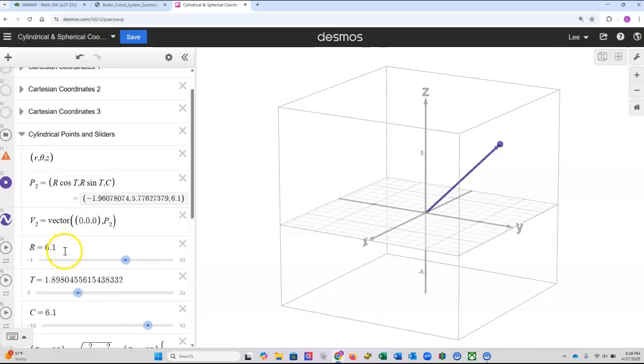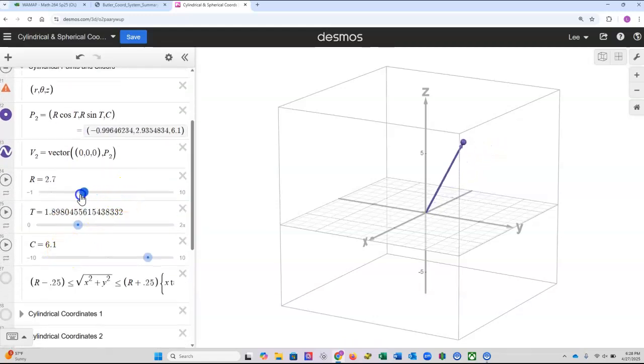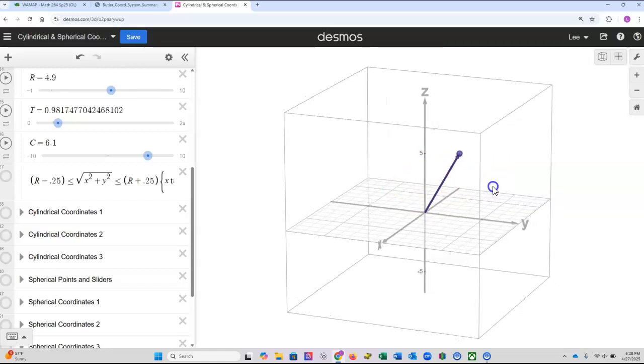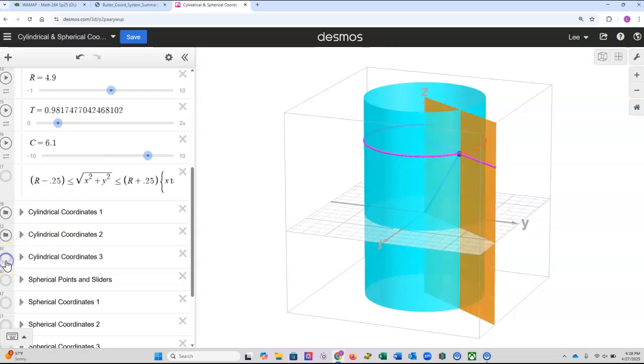So if I go ahead and move some of those. The R, right, is going to move things in and out, away from that Z-axis. The T, this is the theta, is going to spin things around the Z-axis with that one. And then the C is going to move things straight up and down. Again, it might not be obvious just looking at it plain there, but if I go ahead and put in some of these fixed planes, then this is what we have.